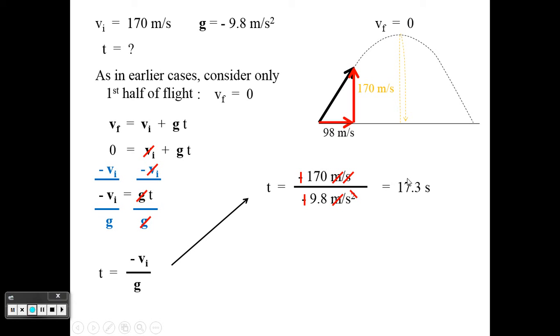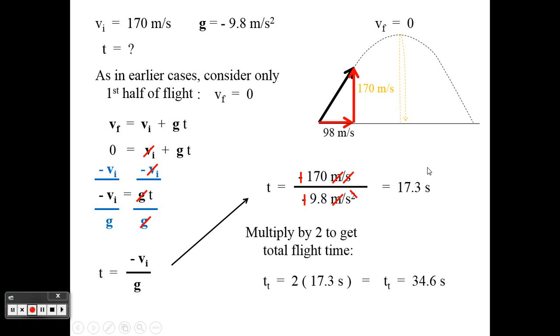This is not the total time, however. That was just the time to the top. To get the total time, we have to multiply by 2, up and down. So I multiply that by 2, and it's 34.6 seconds for the total time of flight. So instead of finding the time of the parabolic path, find it straight up and down with the same initial vertical velocity as the vertical component of the velocity. That's the time of flight, 34.6 seconds.